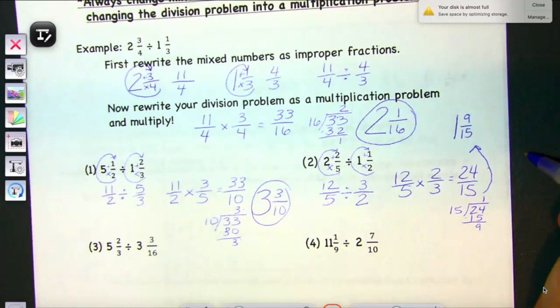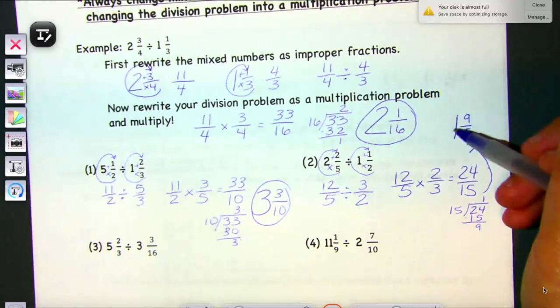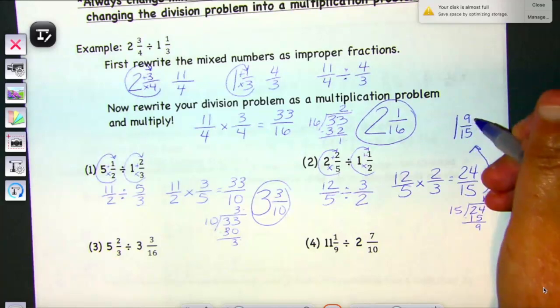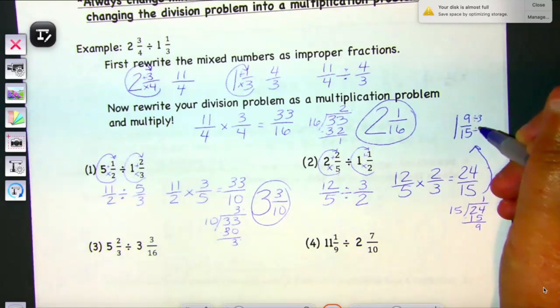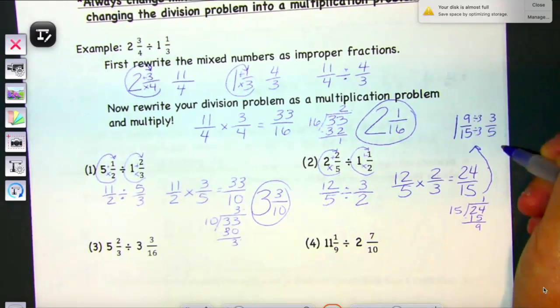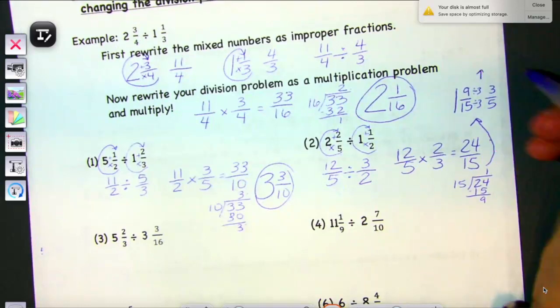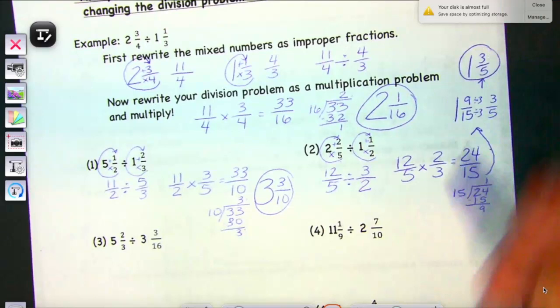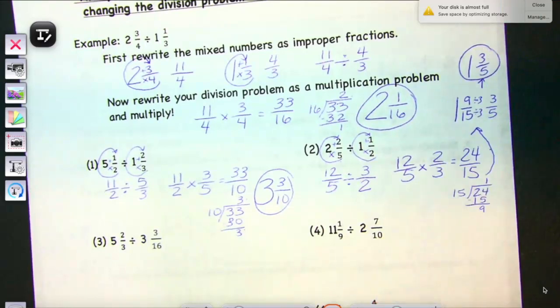But that's not simplified. Can you think of a number that can go into both 9 and 15? Can't we divide both by 3? So that would give you 3/5. So our final answer, I know I'm kind of like going up my page here, but it would be 1 3/5 after we've simplified everything. You can't leave off that whole number once you're done.